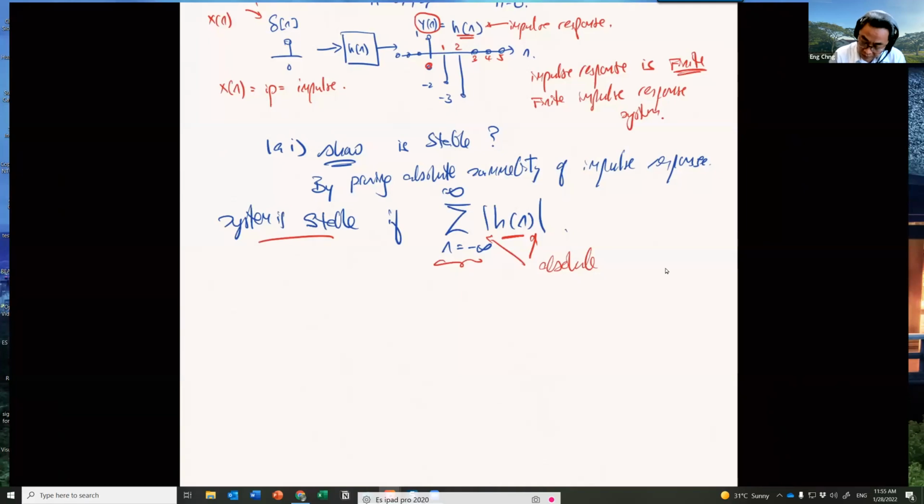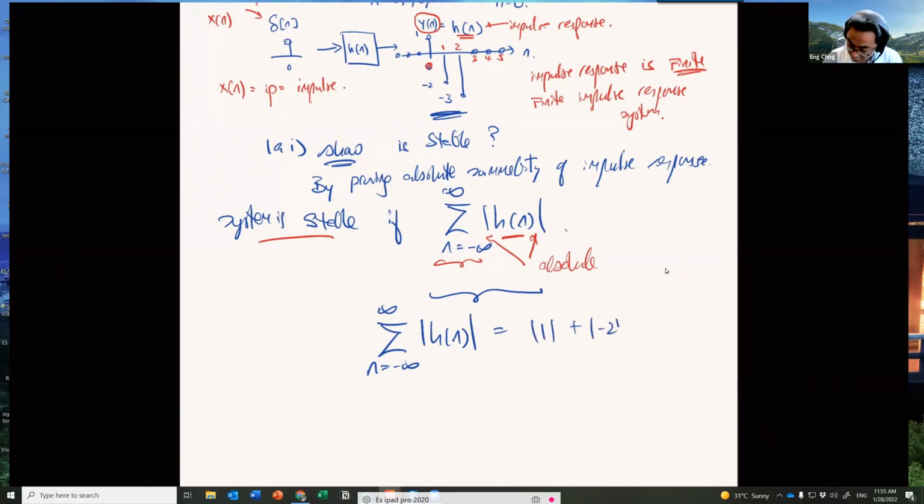All right, let us see what this value is. It is the summation from n equals negative infinity to infinity of the absolute value of h of n. But in this case, since only n equals 0, 1, 2 are non-zero, this is nothing but 1 plus 2 plus 3, because the rest is 0 on the right hand side and 0 on the left hand side. So the answer is 6.